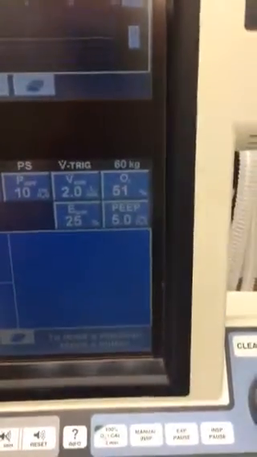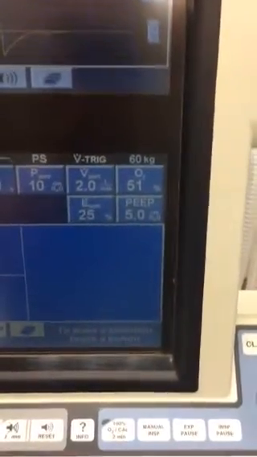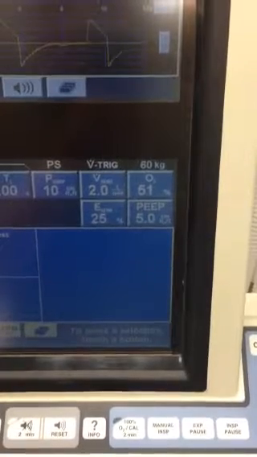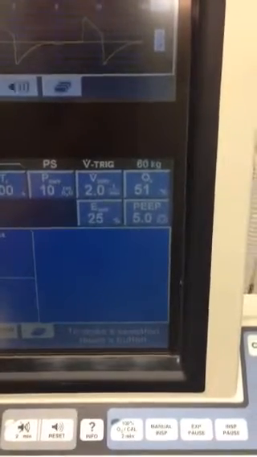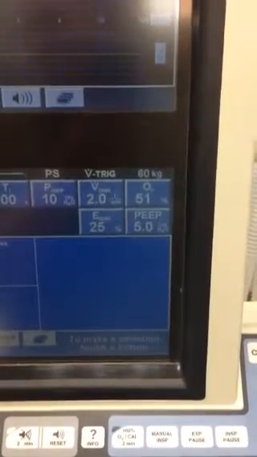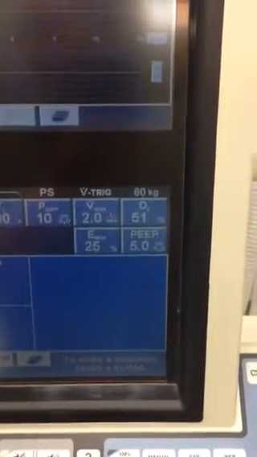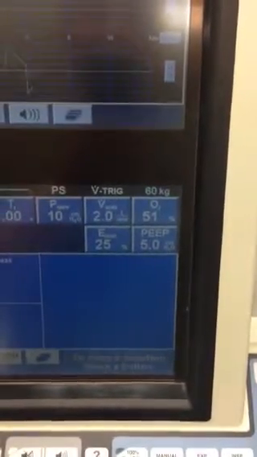PEEP we have set at 5 centimeters of water pressure, and PEEP is used for recruitable surface area. Its purpose is also for FRC and also to maintain alveolar stability.